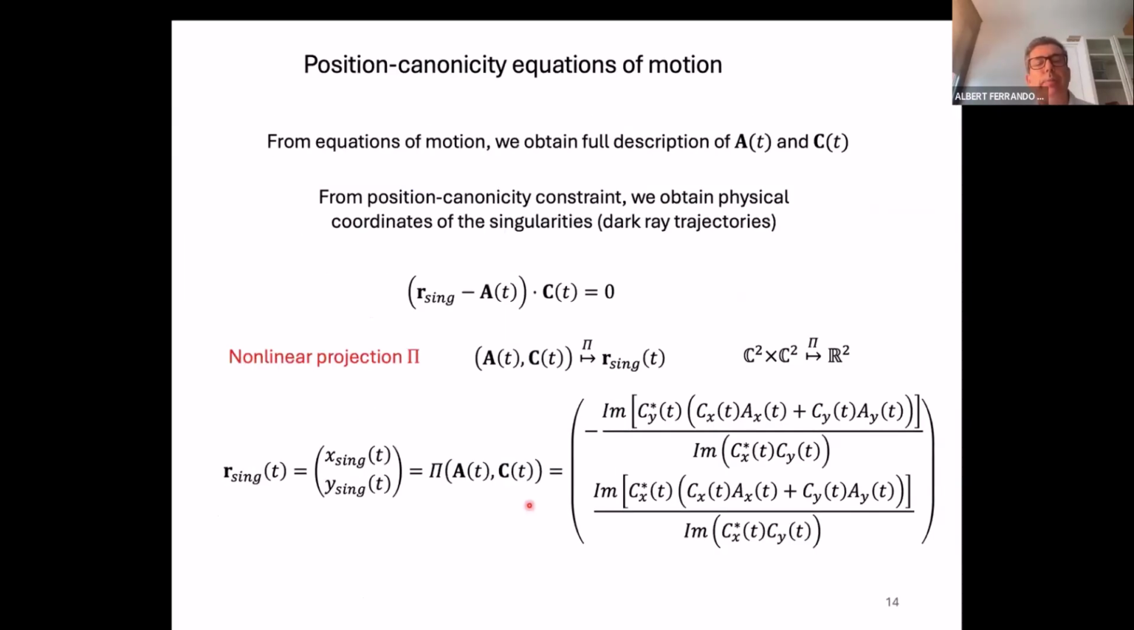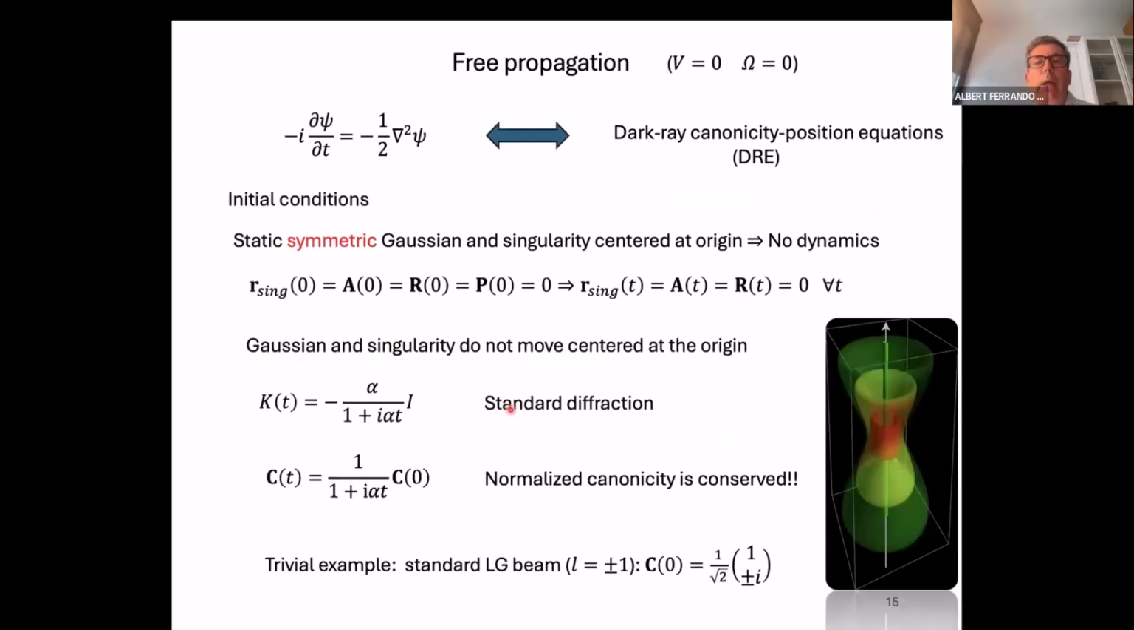How do we find the position explicitly? As I said, this can be understood as the solution of this system of equations. And this can be understood as a nonlinear projection of these two complex vectors into this two-dimensional real vector, which is given by this particular solution over here. You take these two vectors and you get the two real vectors over here using this expression over here. Now, let's see some particular cases.